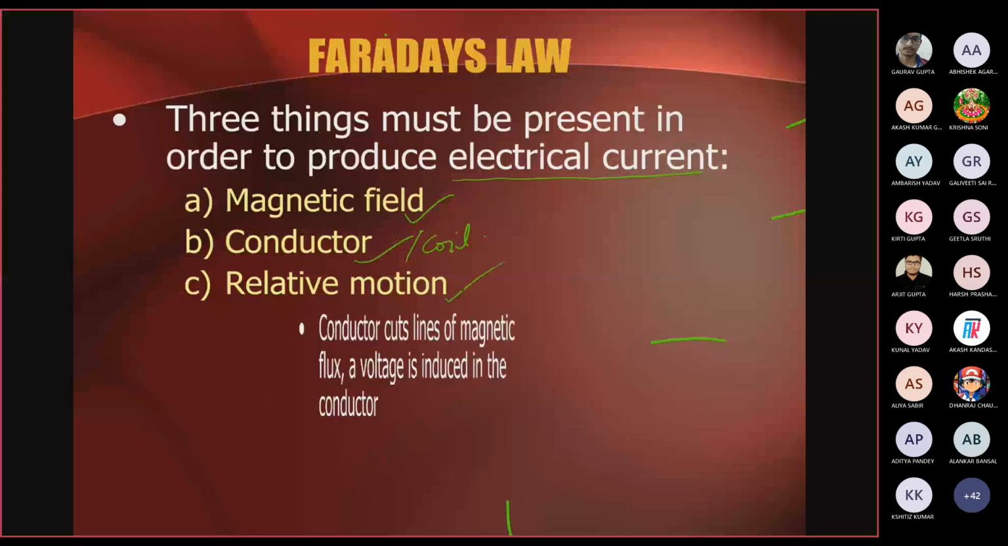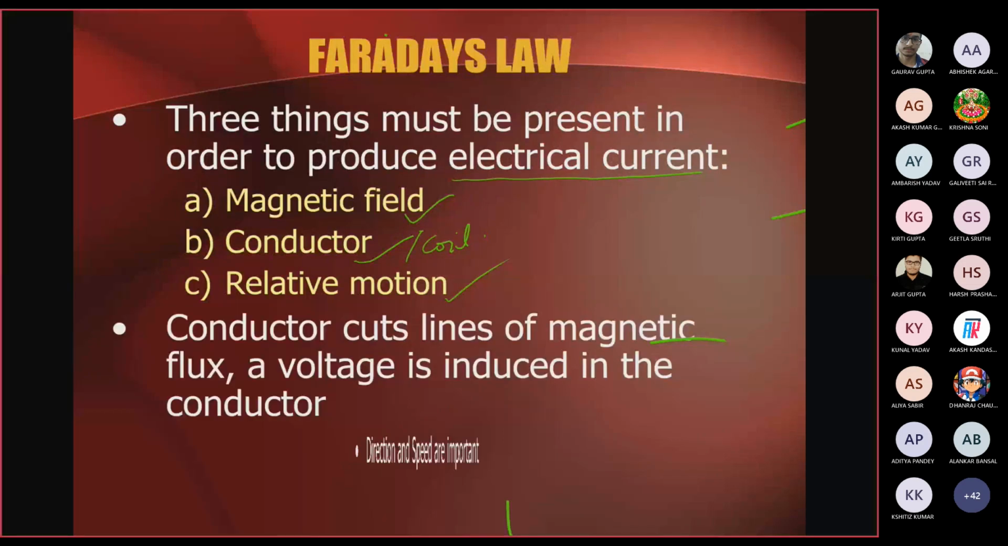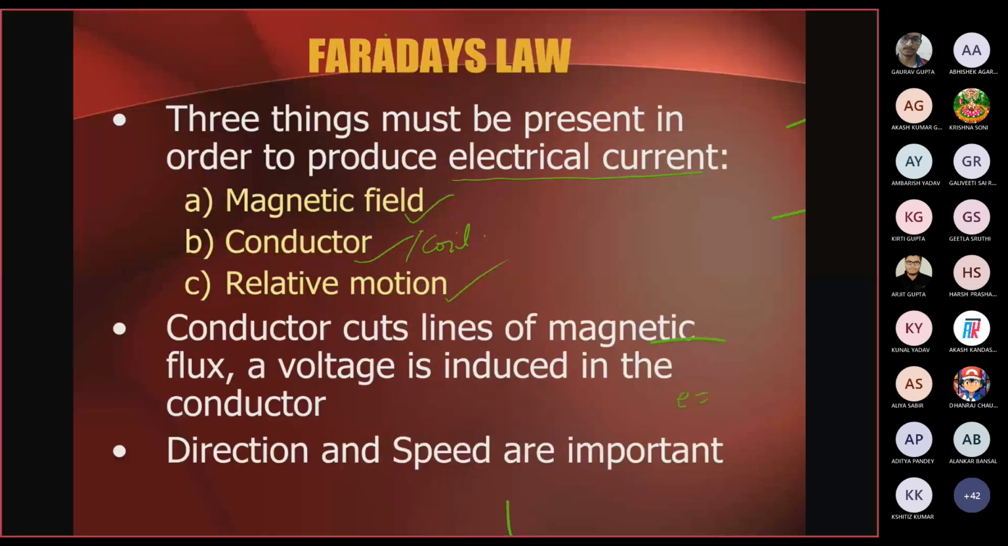This is due to the principle I have already discussed. Means E is equal to minus N d phi by dt. So this d phi by dt is basically your rate of change of flux through the conductor. So when rate of change of flux occurs, then in that condition EMF will induce.